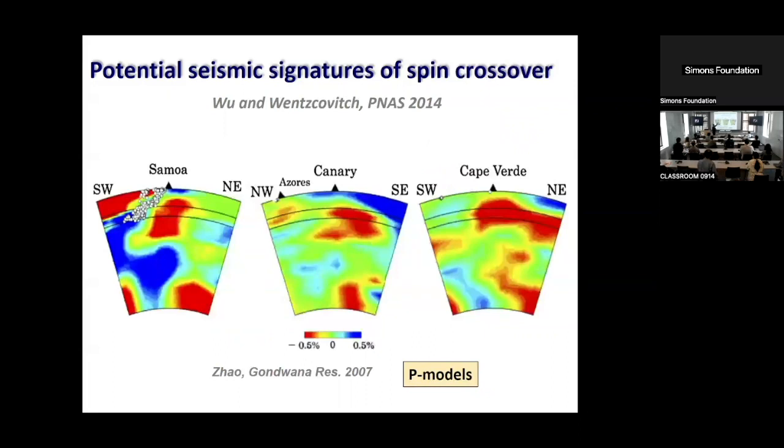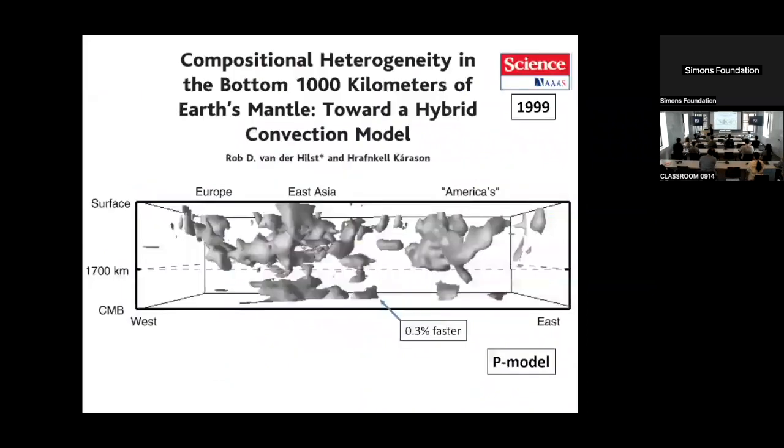The interpretations of these images were two: either convection is impeded in the middle of the mantle, so the plume doesn't go through and gets stuck here for some time, perhaps, or the P wave seismic models are not sampling this region properly. And that was the interpretation. Nobody suspected that the spin transition could have anything to do with this.